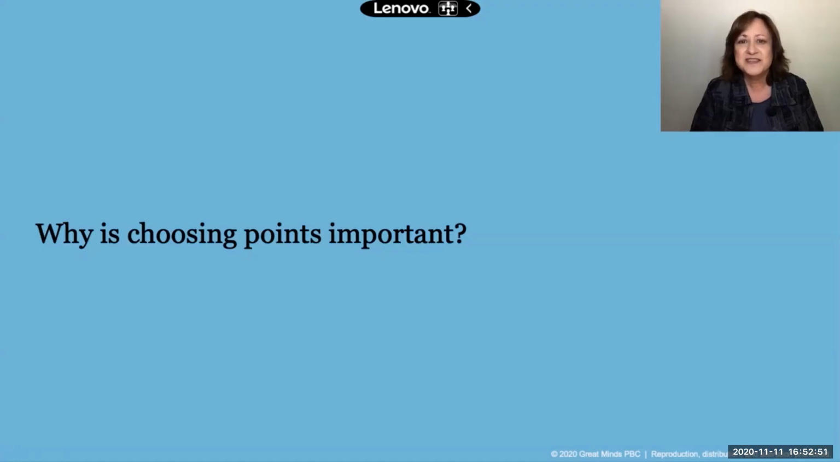Why is choosing points important? Whenever we're writing a paragraph to support a topic, we want to include information that is strongly connected to that topic. That evidence is called a point. Some of the points that we could gather could be more important than others to include in the paragraph. And we need to be choosy about what we include. That means that we need to carefully select or choose the evidence that best supports the topic.